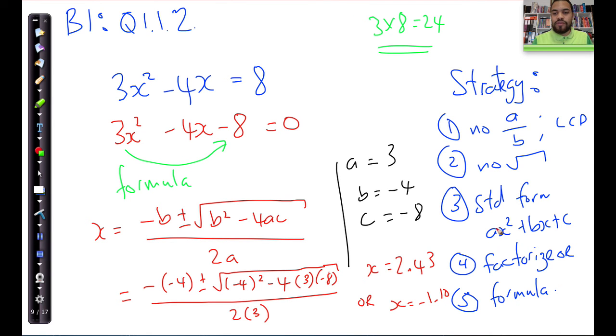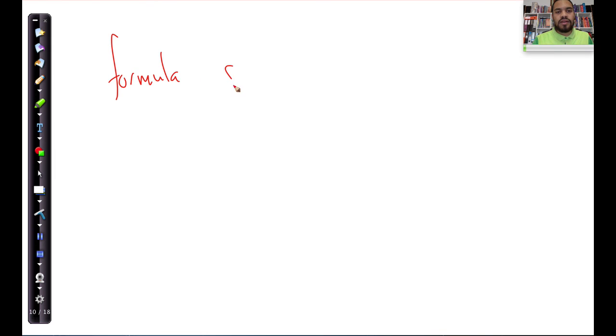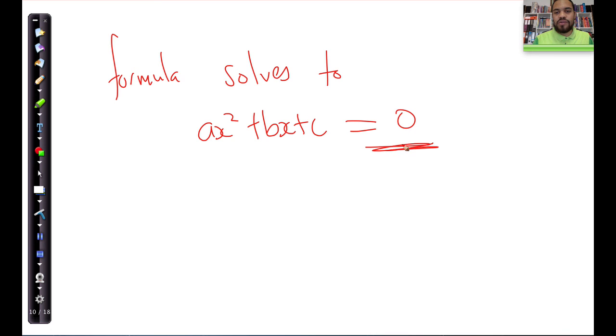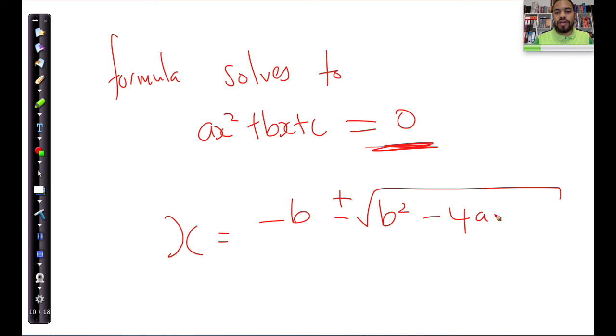And that's really what the quadratic formula does. The formula solves a quadratic. So familiarize yourself with everything we've just said, the strategy, and also how the formula works. The formula solves or finds the solutions to the quadratic equation in standard form ax squared plus bx plus c is equal to 0. So you must have a 0 on this side. If you don't have a 0, you cannot use the quadratic formula to solve. And the formula is equal to minus b plus minus the root of b squared minus 4ac all over 2a. Good luck.